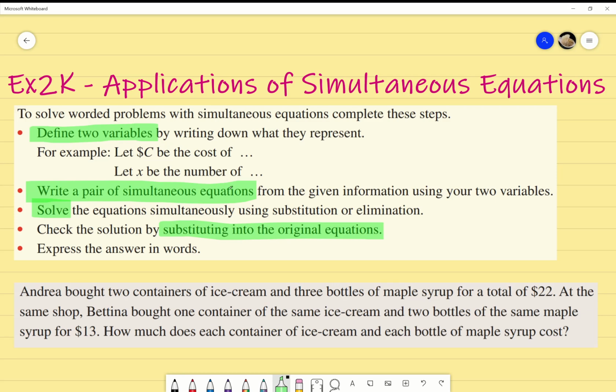And then express in words. I was so close to saying express VPN. But yes, express in words. Never express VPN. So, define two variables, write out your pair of simultaneous equations, solve it, substitute, and express in words.